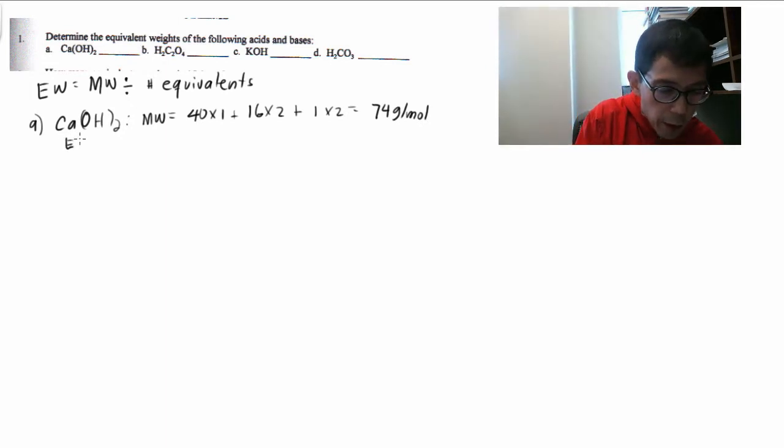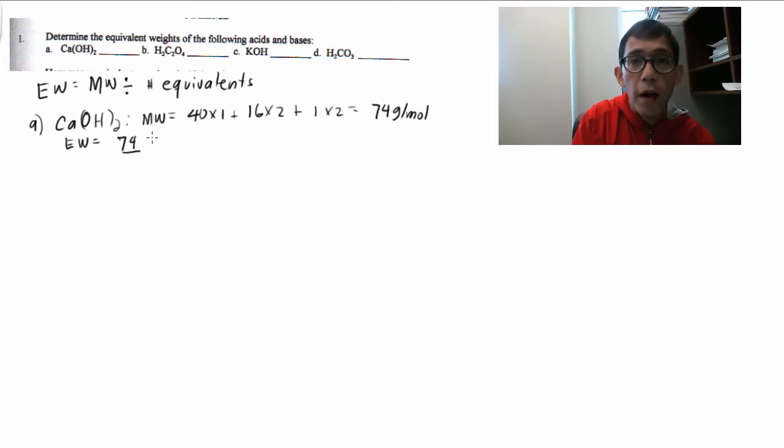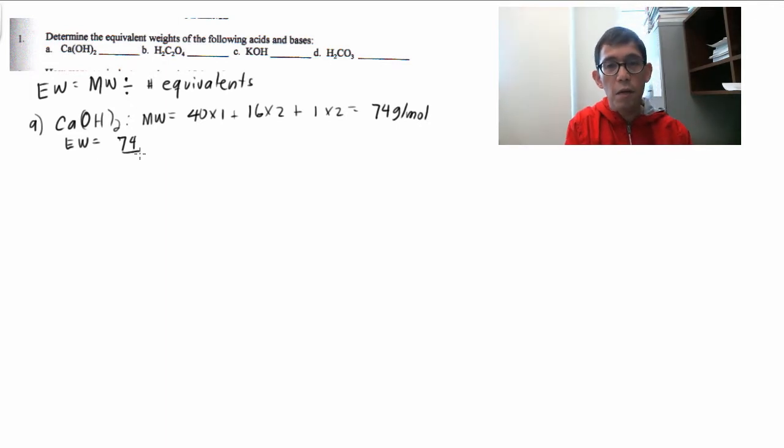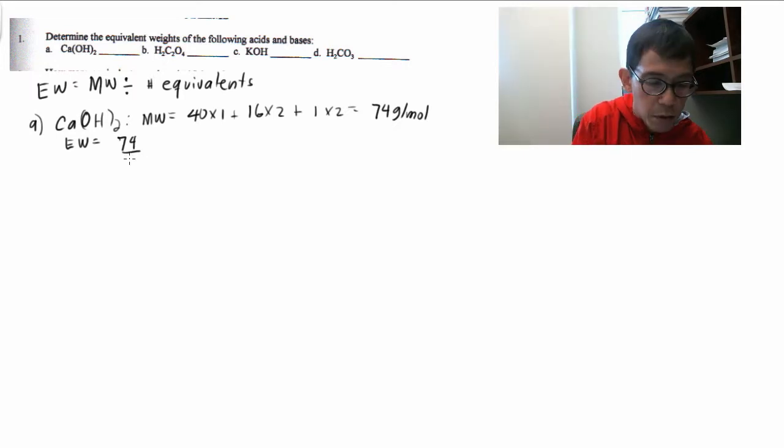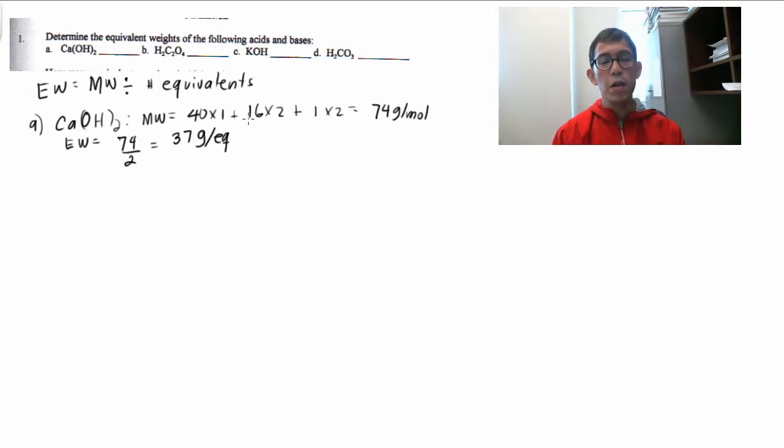Now the equivalent weight is equal to the molecular weight, 74, divided by the number of equivalents. So the number of equivalents for a base is the subscript of the OH, which is 2. So that should give you 37 grams per equivalent. So the unit of equivalent weight is grams per EQ, equivalent.